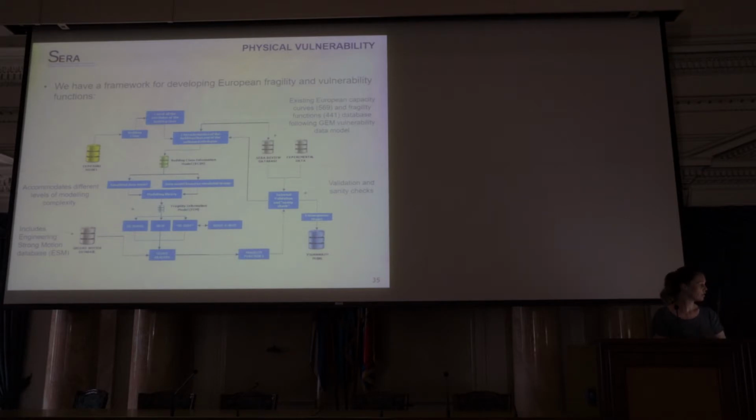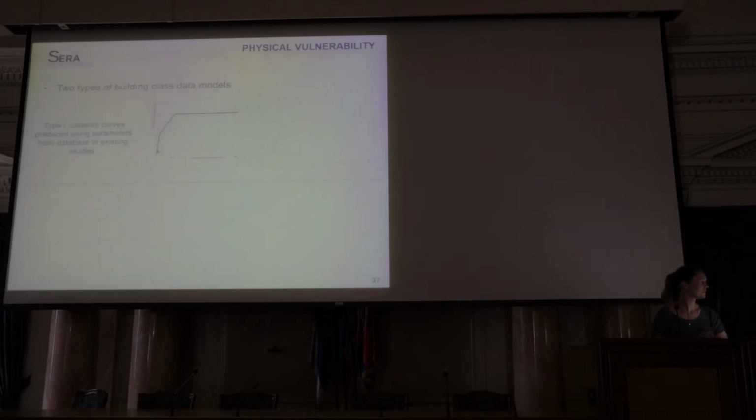So a few words on just the modelling part. Assuming I'm using a single degree of freedom system to represent my structure, I still have various ways that I can produce the capacity curve to describe the strength and the deformation capacity of that building class. So I could use what's called type 1. Type 1 is simply a capacity curve that we take from existing studies. So this database of existing capacity curves, I may use that to produce the capacity curve for my building class under consideration.